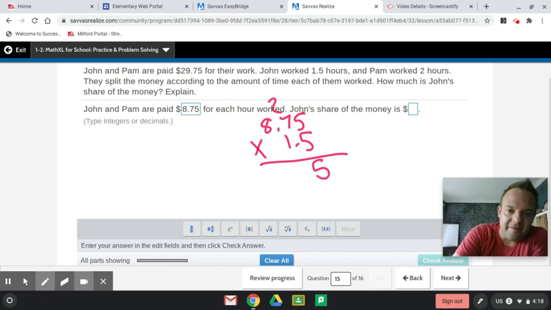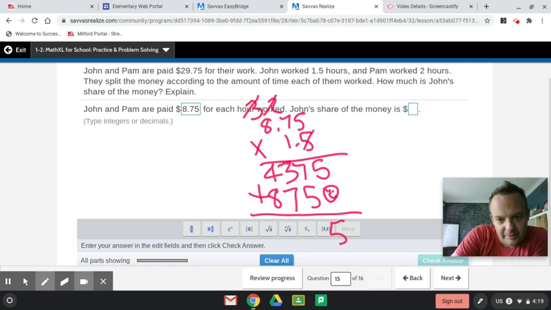35, 37, 40, 43. Add a placeholder 0. Smiley face. Already used. Add up our partial products.